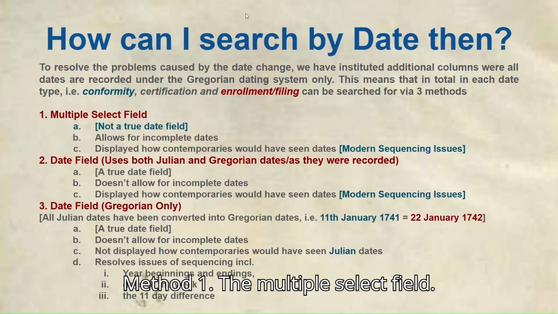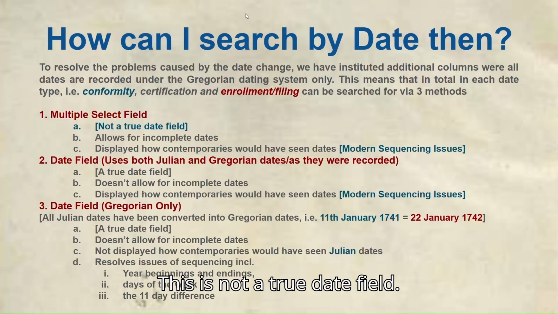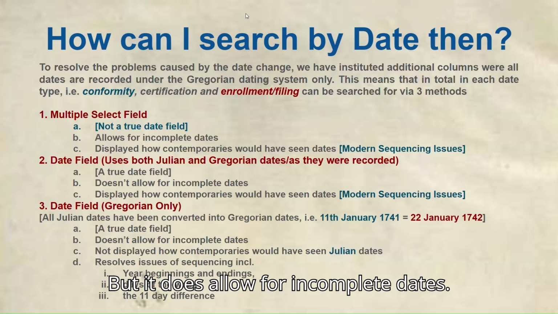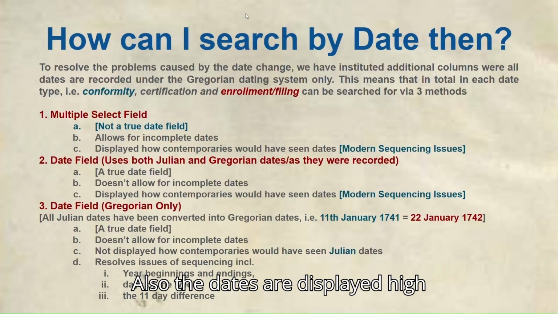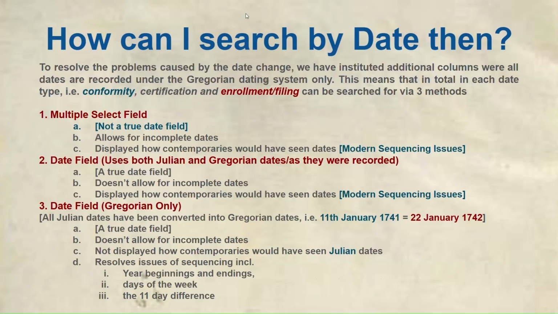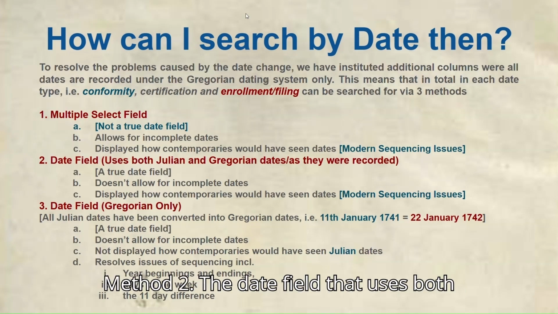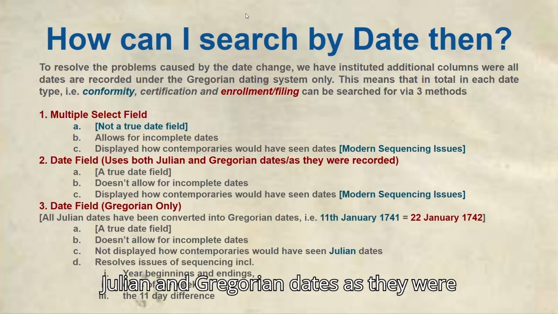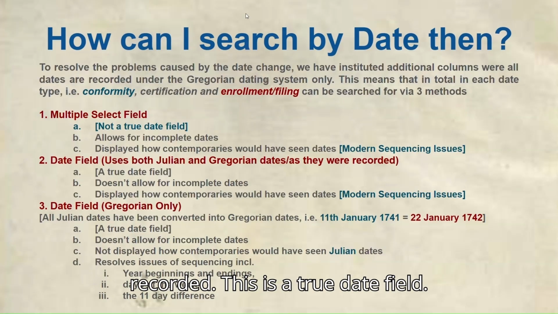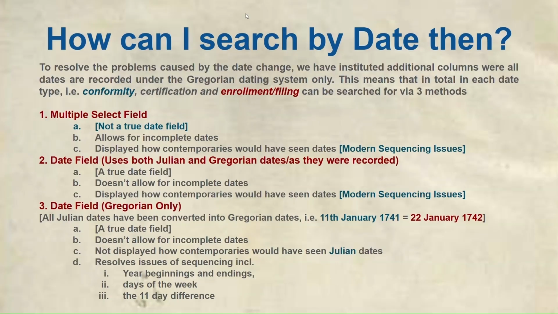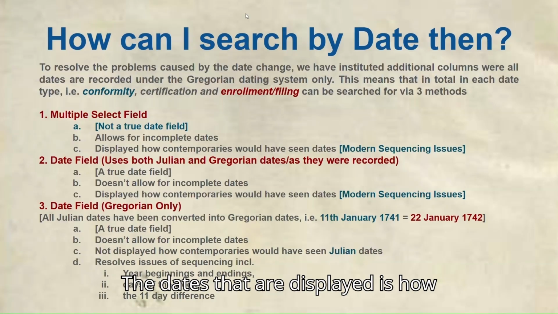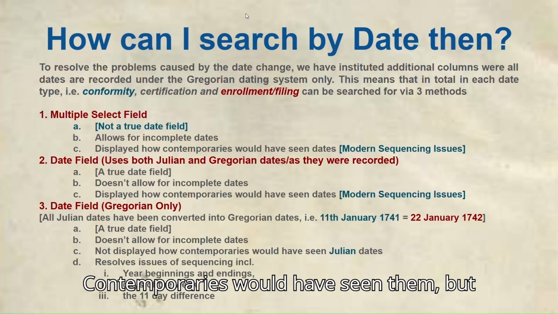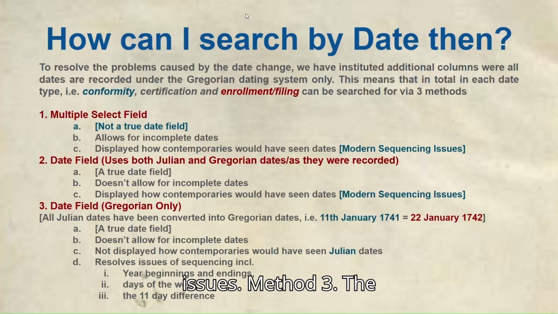Method 1. The multiple select field. This is not a true date field, but it does allow for incomplete dates. Also, the dates are displayed how contemporaries would have seen them. However, this causes modern sequencing issues. Method 2. The date field that uses both Julian and Gregorian dates as they were recorded. This is a true date field, but it doesn't allow for incomplete dates. The dates displayed are how contemporaries would have seen them, but again, this causes modern sequencing issues.